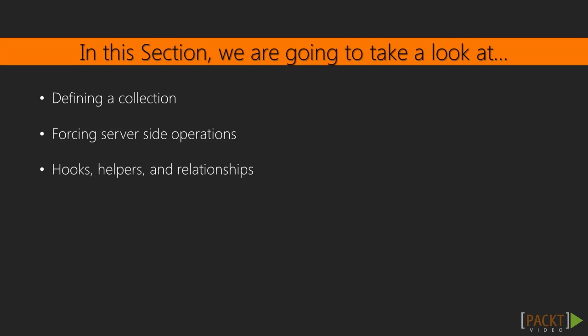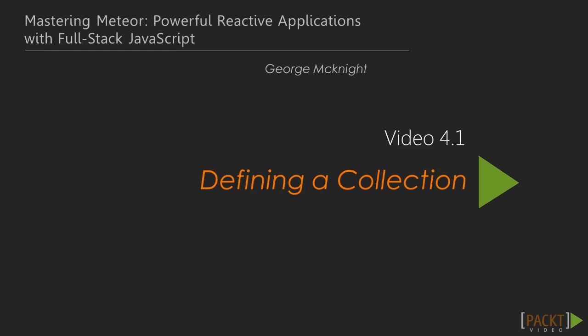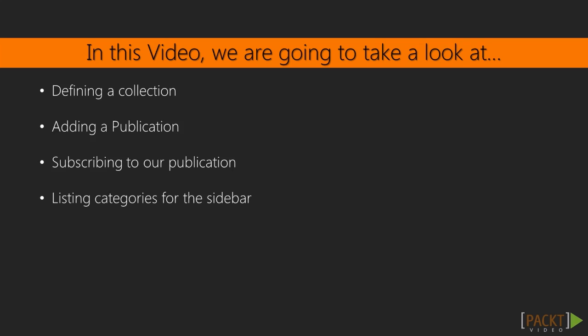In this section, we're going to define a collection, force the server-side operations, and we're going to talk about the hooks, the helpers, and the relationships for a collection. In this video, defining a collection, we're going to start out by defining the collection, but then we're going to add a publication and subscription to the collection so that we can list our categories on the sidebar.